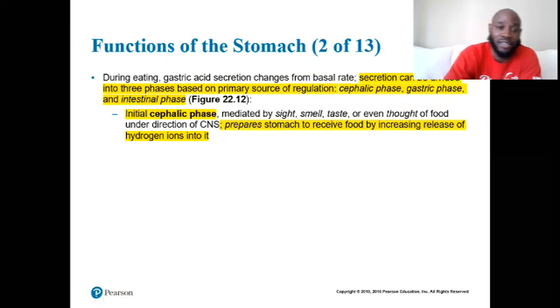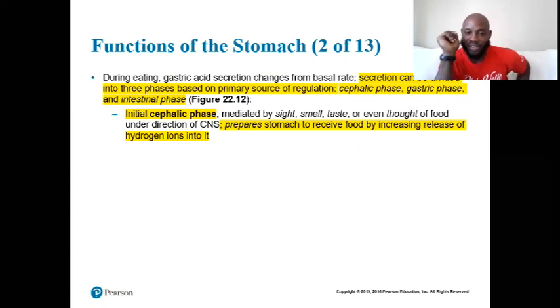When you're eating, gastric acid secretion changes from a basal rate, this continual rate. Secretion can be divided into three different phases, right? Cephalic phase, gastric phase, and intestinal phase. Cephalic: we see some food, see some brown rice, some salmon, some grills.